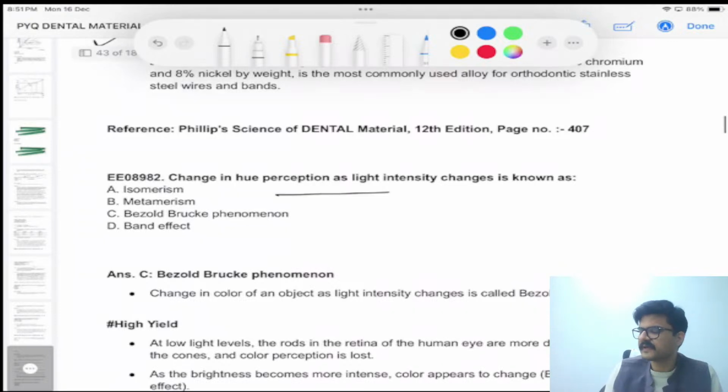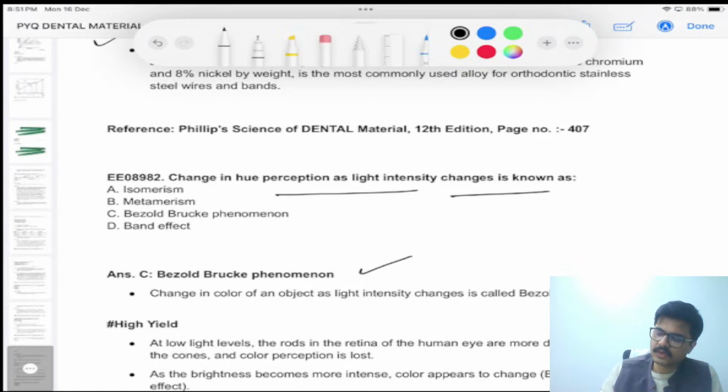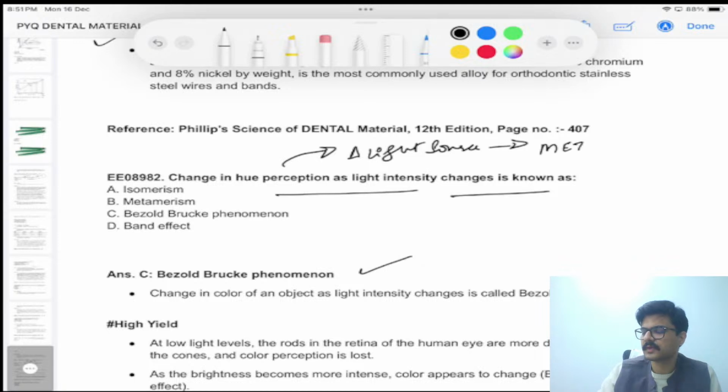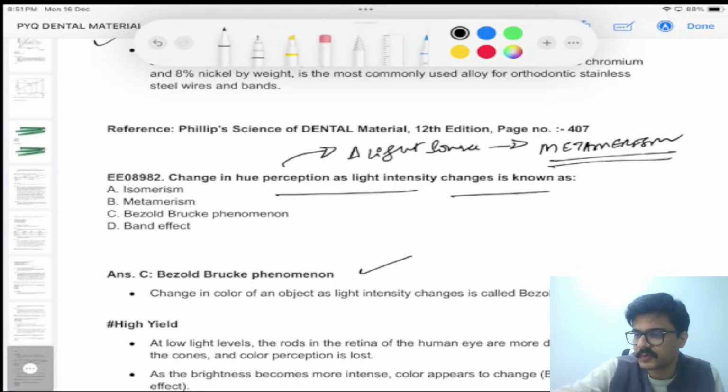Change in hue perception as light intensity changes is the Bezold-Brücke phenomenon, and change in color due to change in the light source is metamerism. Guys, you'll have to memorize these two things. The examiner is definitely going to try and confuse you between these, right?